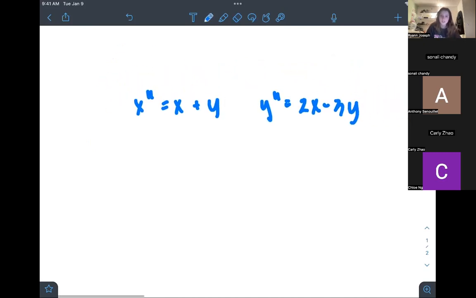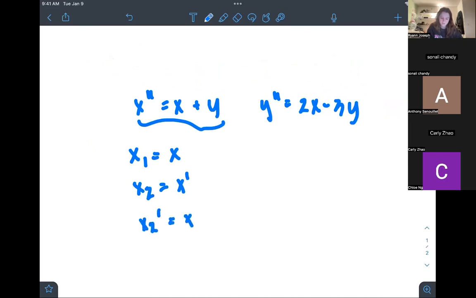The crux here is that I'm going to set x1 equal to x, and then x2 equal to x prime. We only need two terms in order to span this whole differential equation here. Because then, as we can see, x2 prime is equal to x double prime, which is here. But this is the main idea.